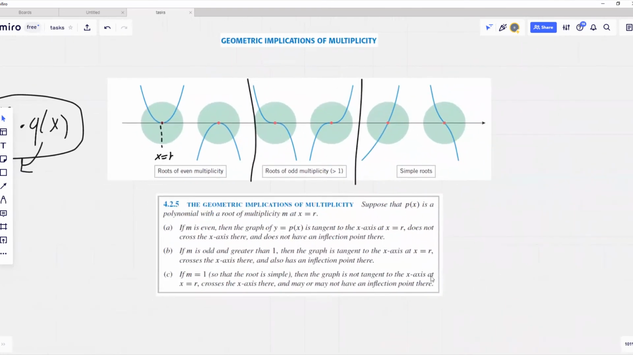Now, in case we have simple roots, so we call simple roots roots of multiplicity equal to 1, then as we can see here, the graph is not tangent to the x-axis, and our graph crosses the x-axis. And in case of simple roots, our concavity might change or might not change. So both of these things may happen. And we don't know whether it has or doesn't have an inflection point here.